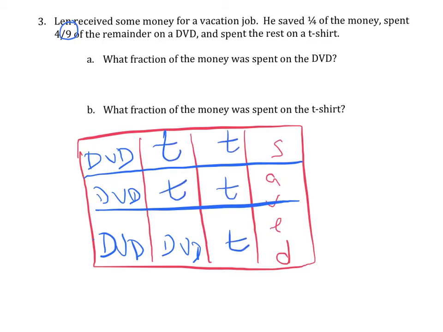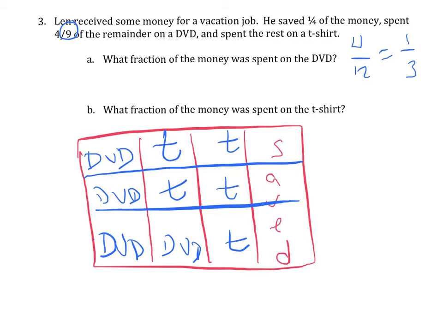So now just looking at my picture, it says what fraction of the money was spent on the DVD. So I can see it's of all of the money. It would be 4/12, which equals 1/3. But basically, it's really important that you understand kind of the complement of something. If you saved 1/4 of the money, that means you spent 3/4 of it.